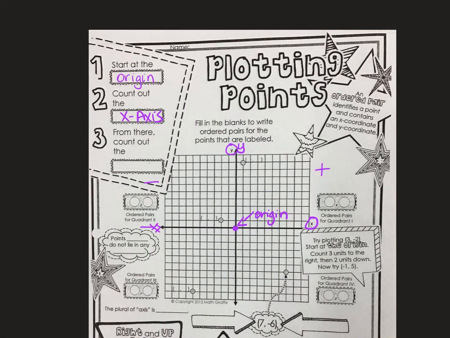So after you count out on the x-axis, then from there you're either going to go up or down on the y-axis. The x-axis goes from side to side, depending if it's a positive number or a negative number. You're going to go up for positive and down for negative, okay?